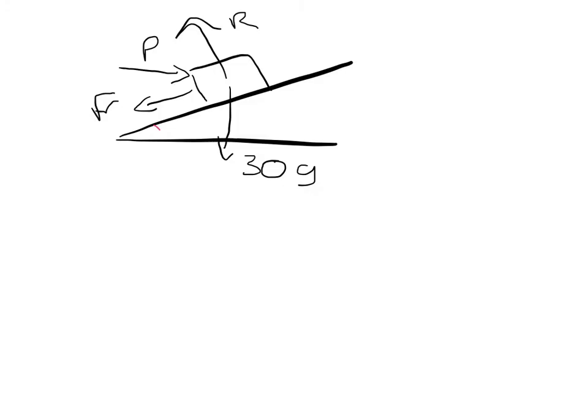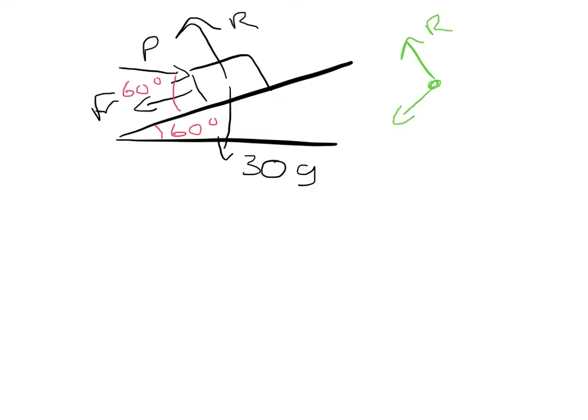I'm going to add the angles to my diagram. So 60 degrees for the slope, and because of my Z angles, I know that P is at 60 degrees to the slope as well. I'm going to quickly redraw the diagram now, showing all the components.